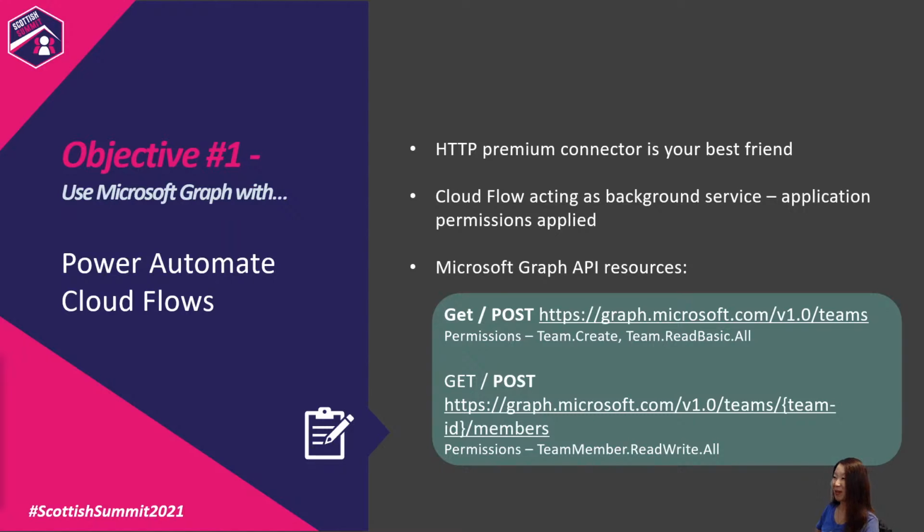HTTP Premium Connector is your best friend. Cloud flow was acting as a background service, so we had the application permissions applied. These are the Microsoft Graph API resources that we used and the permissions that were considered.